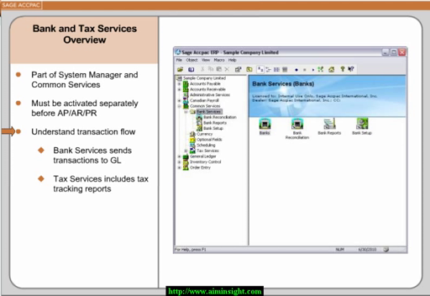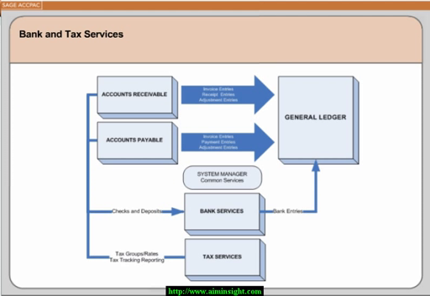It is important to understand the transaction flow from the subledgers and on to the general ledger. Bank Services is a central repository for all bank-related transactions. With this module, you define bank accounts for transaction entry and reconcile bank accounts effectively and efficiently.